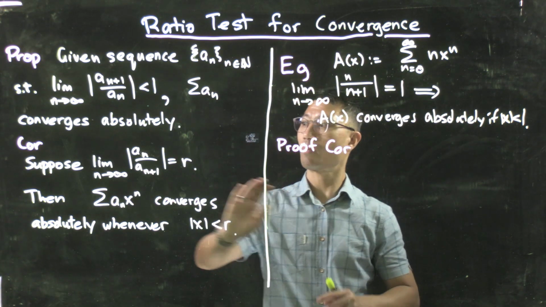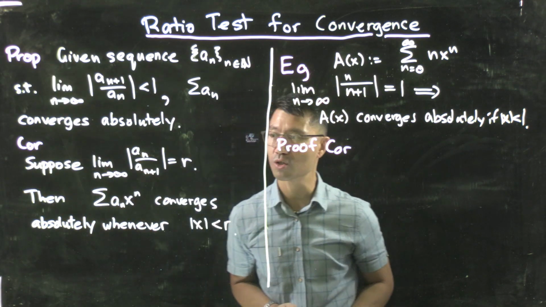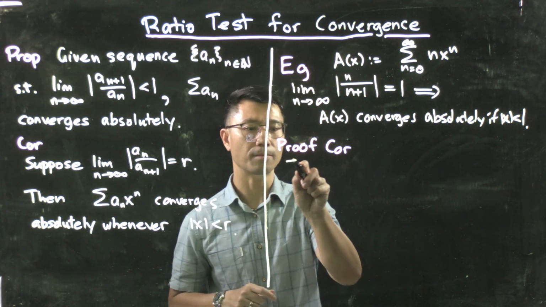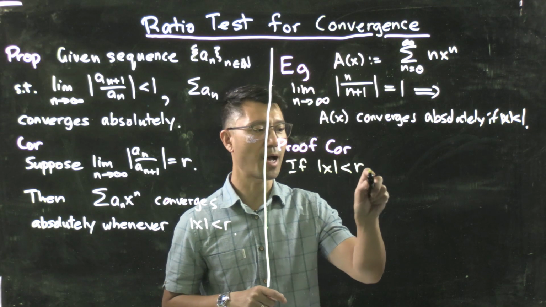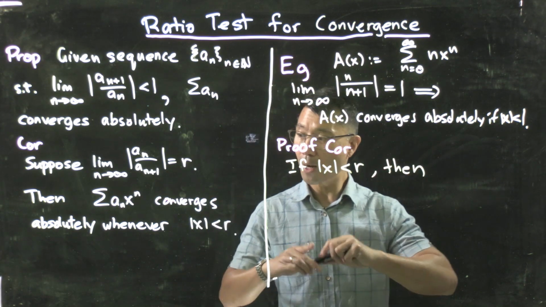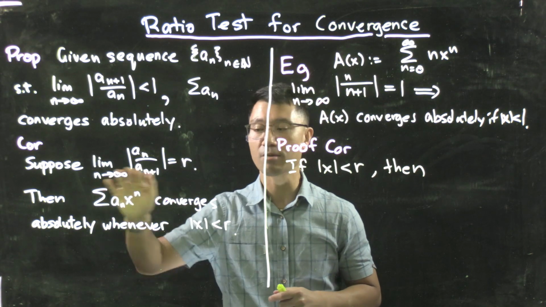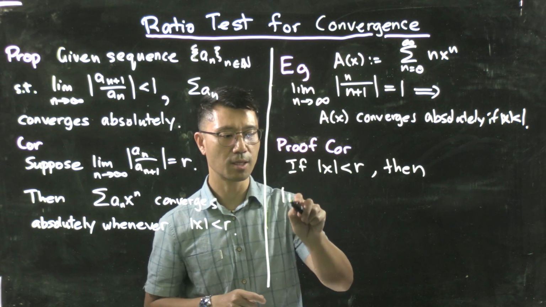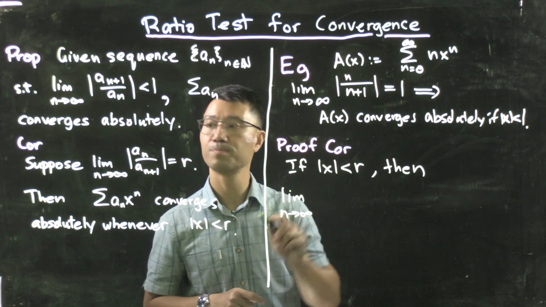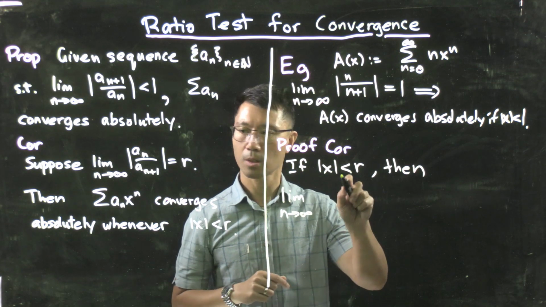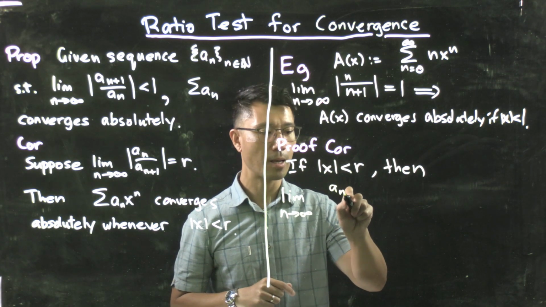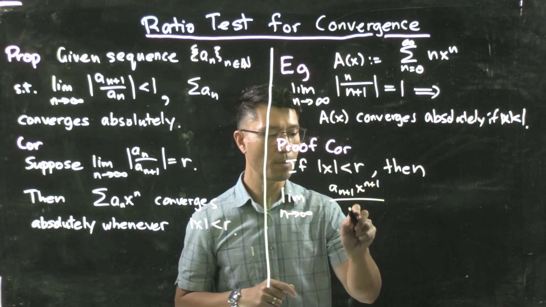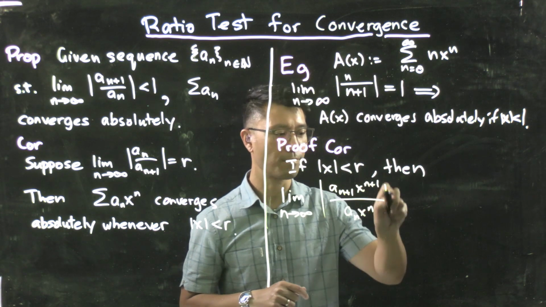Now let's look at the proof of this corollary, assuming that the proposition is true. We're allowed to assume the last condition, that the absolute value of x is less than R, and we'll apply the proposition to this series. For each value of x, this gives you a series. Let's look at the limit as n goes to infinity of the absolute value of the (n+1)th term, a_(n+1) x^(n+1), over the nth term, a_n x^n.